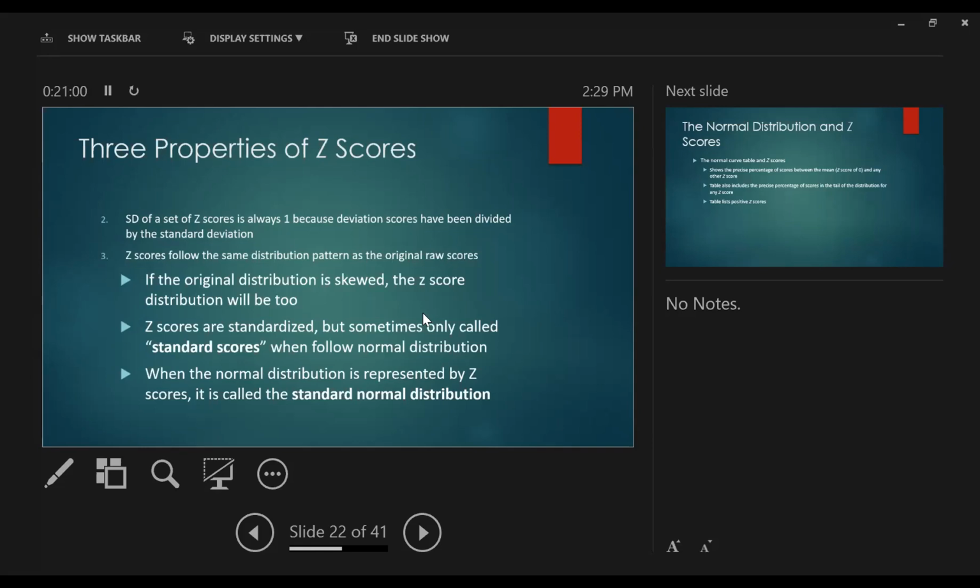Sorry about that. And then z-scores follow the same distribution pattern as the original raw score. So if the original distribution was skewed, your z-score distribution will be skewed also. It'll mirror it. If z-scores are standardized, or they are standardized, I should say, but sometimes they're called standard scores when they follow a normal distribution, okay? And it's represented by z-scores, the normal distribution is, then it's called the standard normal distribution. This is just stuff about nomenclature. You don't need to worry yourself as much about it, but just some of the properties of z-scores as a whole.